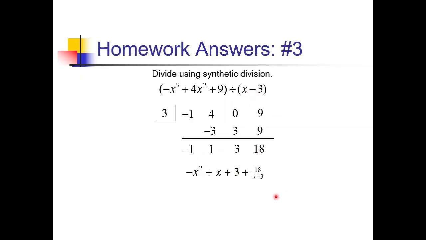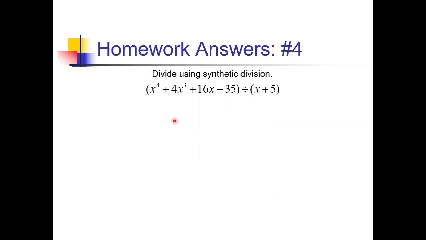For this one, we're trying to divide using synthetic division. Let's start by writing the coefficients of our dividend. So we've got 1 for the 1x to the fourth, followed by a 4, followed by, well, we don't have an x squared term here, so we need a 0 for the placeholder there.